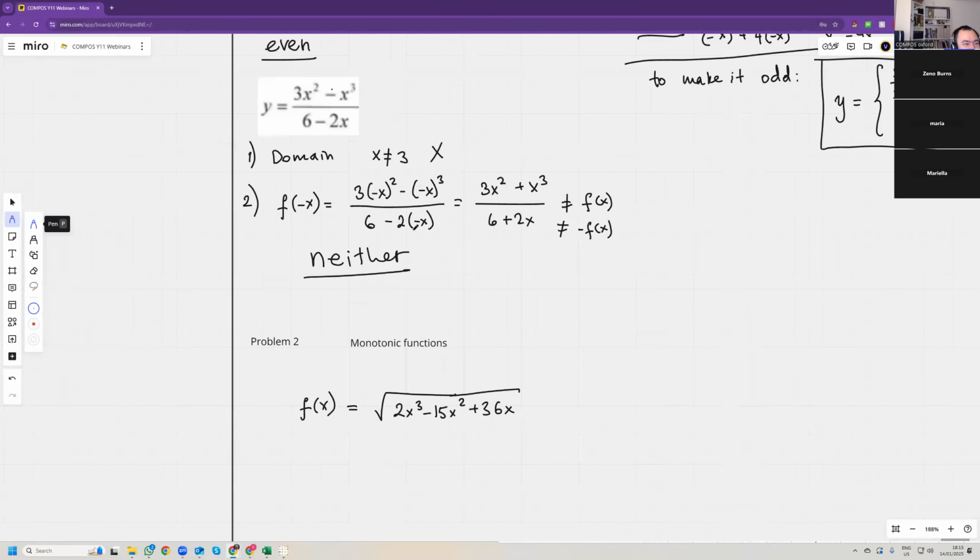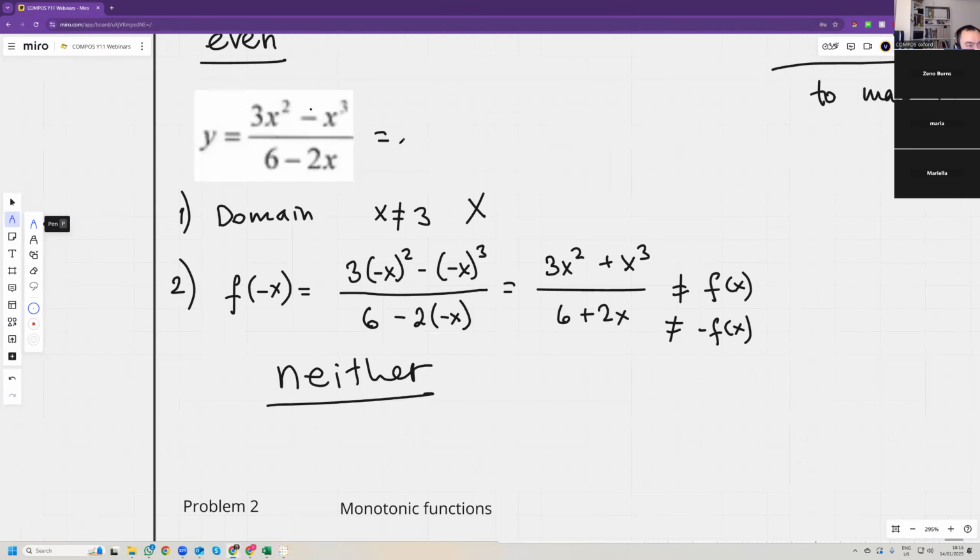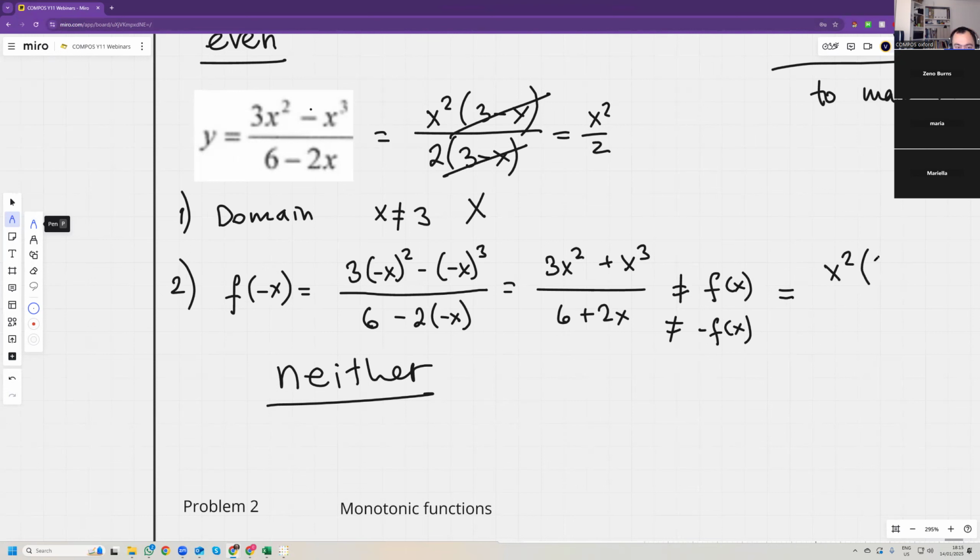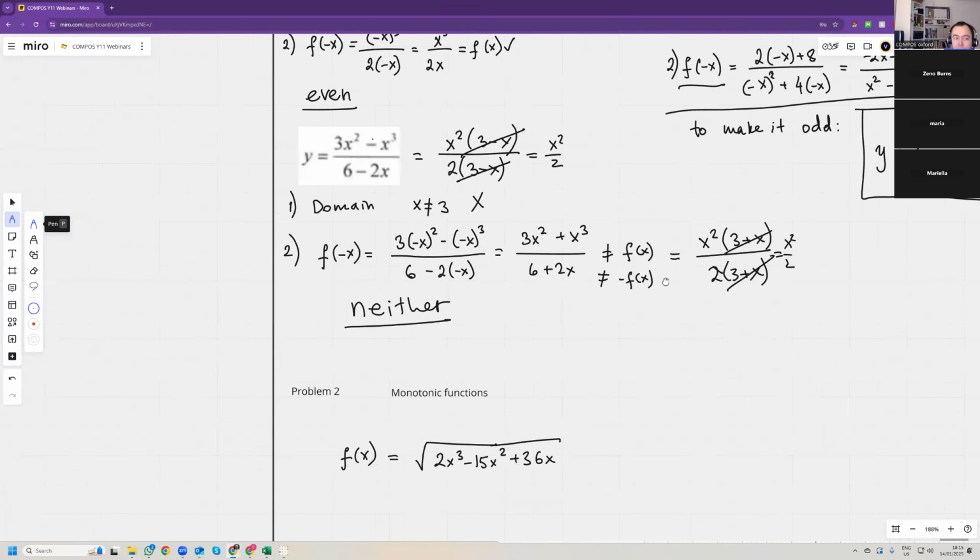Okay, this function, if I simplify this, that would be x squared (3 minus x) over 2 (3 minus x). So 3 minus x cancels and we get x squared over 2. And for this function, f of minus x, you can also take x squared out, 3 plus x and 2 (3 plus x). So these cancel and it is x squared over 2. So if it weren't for the domain, it would be odd.